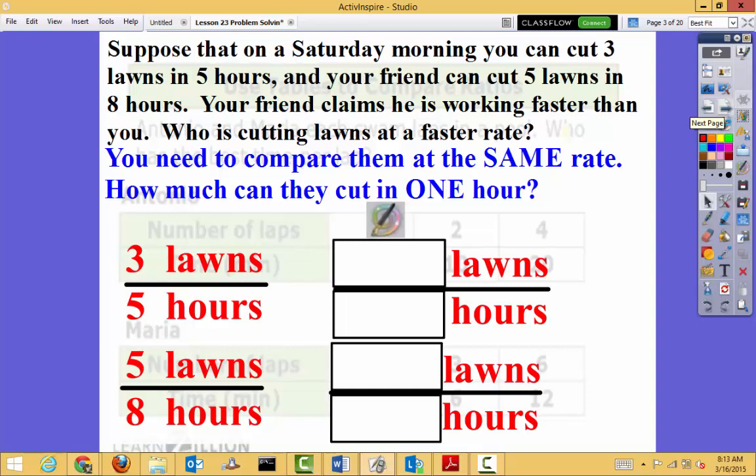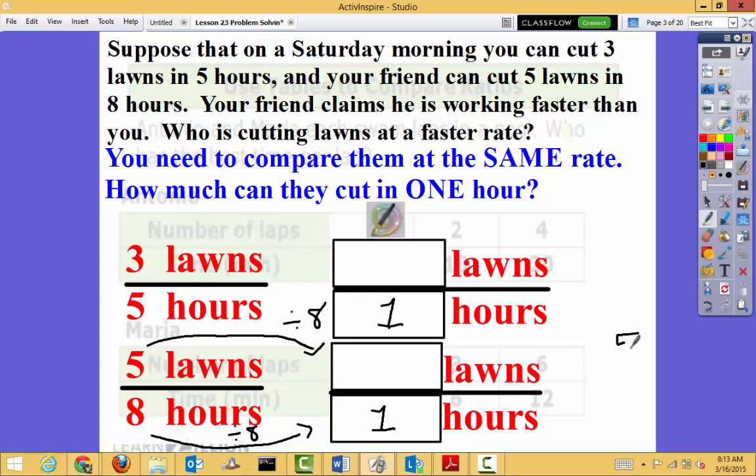So it's the same thing, but now I need to set this up as my unit rate. I'm looking for 1 hour and 1 hour. So I'm going to ask myself this: how do I get from 8 to 1? Well, I'm going to divide by 8. Whatever I do to that left side, I have to do to that right side. So I'm going to have 5 divided by 8. Make sure you set the problem up in the correct order. It's not 8 divided by 5.